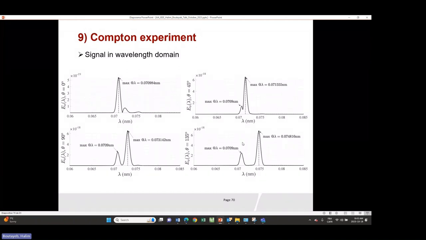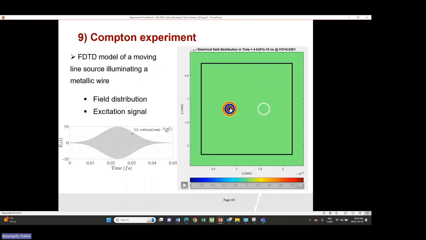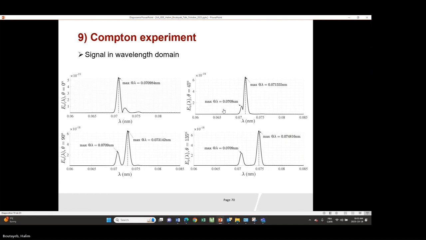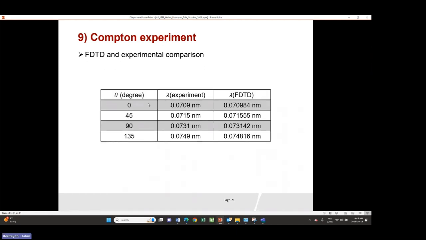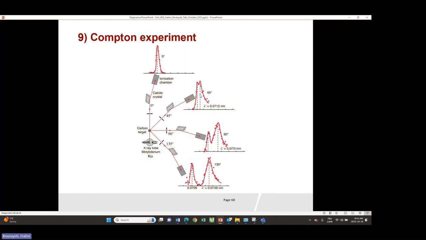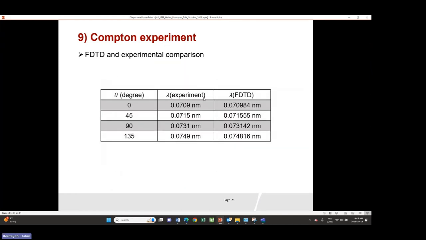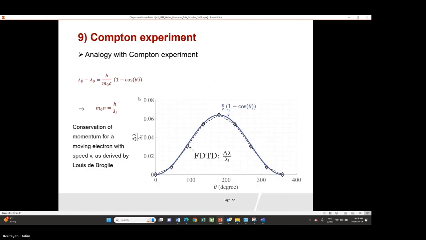If we look at the distance between the two peaks, we can also analyze this analytically. This is a moving line source, and we know the formula of the Doppler effect for a moving line source as a function of the angle. We can replicate what they got in the experiment in FDTD, really close to this value. The formula that we got in FDTD is V over c multiplied by 1 minus cosine theta.